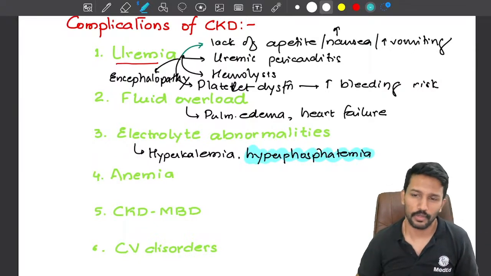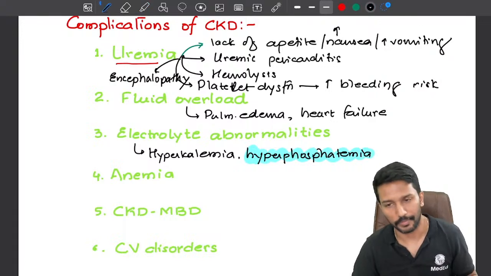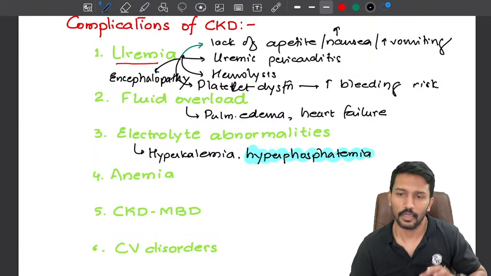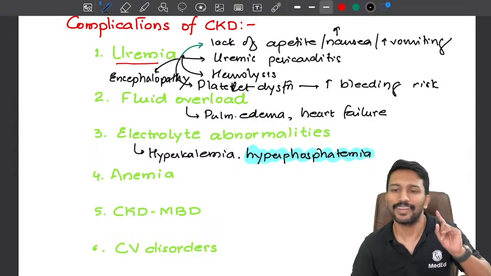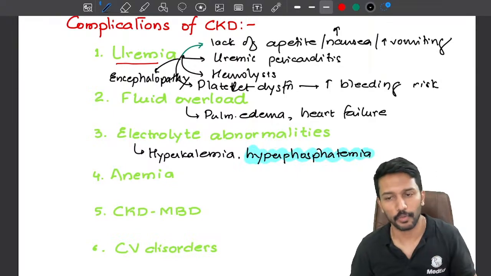For example, in some kidney disorders you can have hypokalemia. In some kidney disorders you can have hyponatremia. You can have hypernatremia. But when it comes to phosphate, it is always hyperphosphatemia.